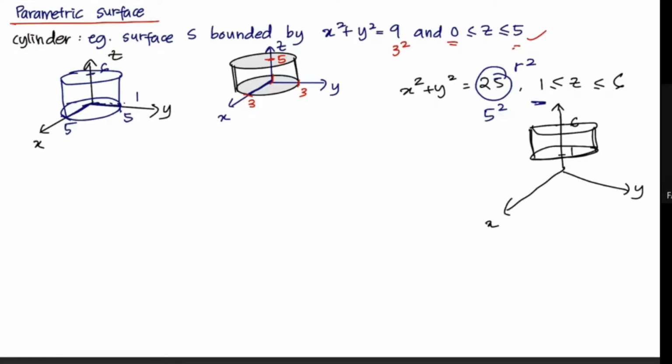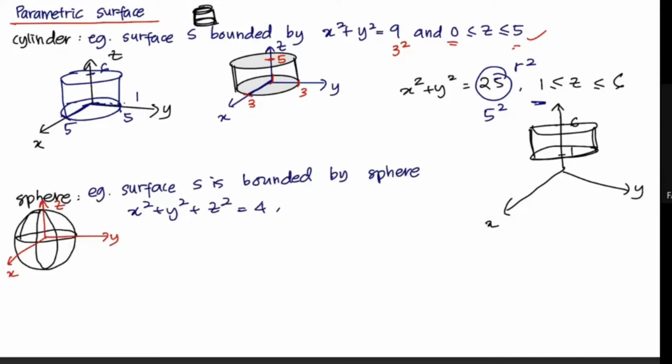Okay, next sphere. This is sphere. For example, this is the equation for sphere. So 4 here refers to the radius of sphere, r square also. So r equal to 2. Okay, sphere. Then we move to non-parametric surface.